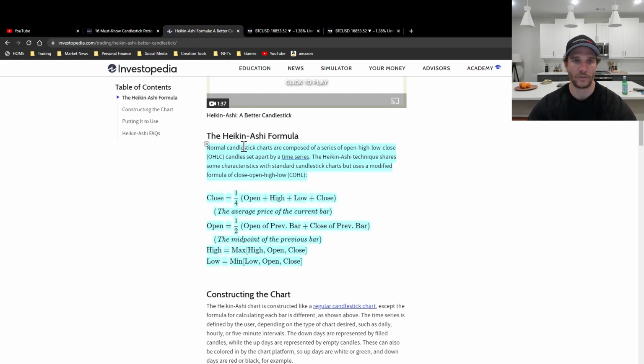So the Heikin Ashi formula: normal candlestick charts are composed of a series of open, high, low, close, OHLC, candles set apart from a time series.